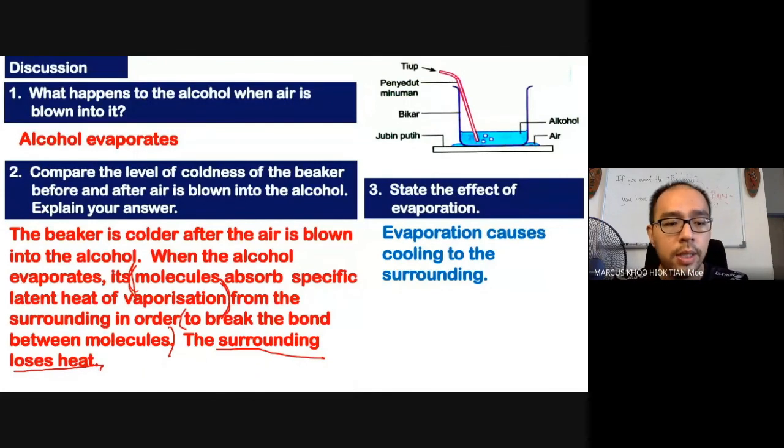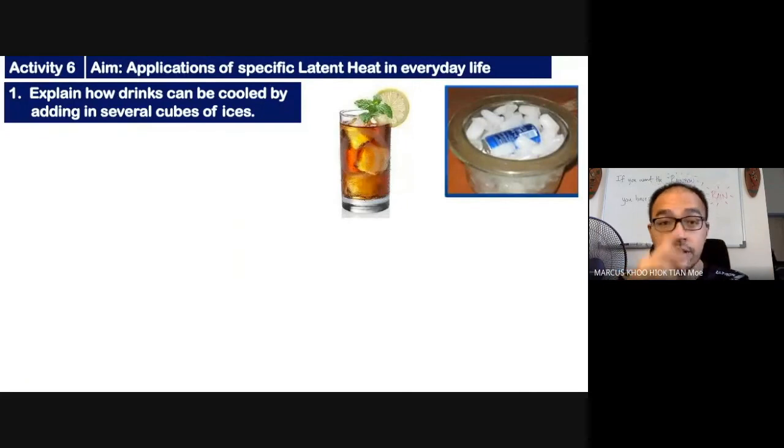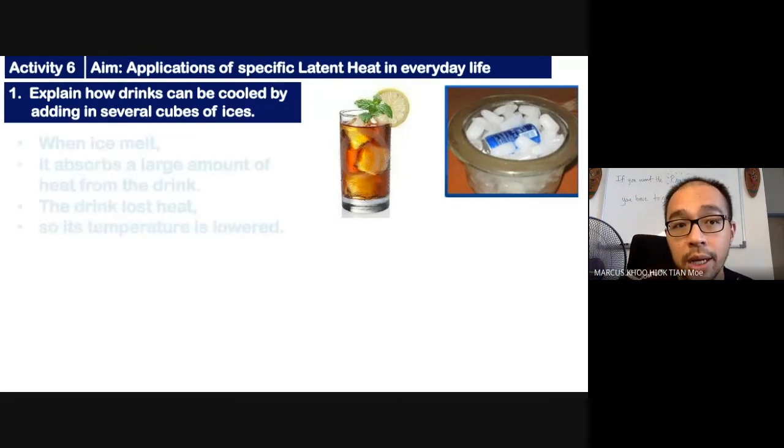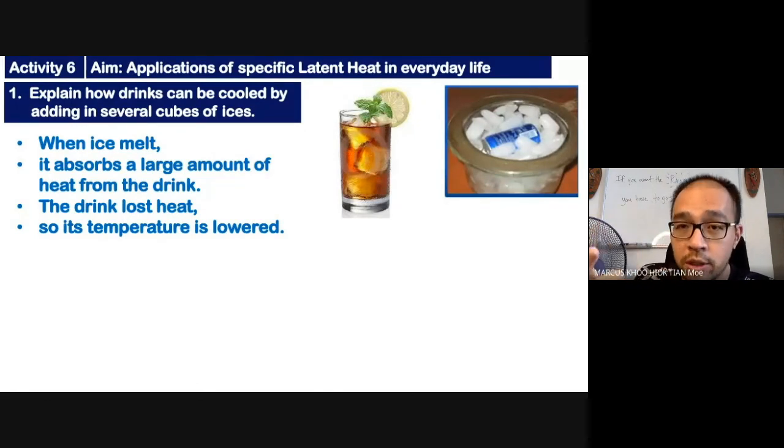Okay, let me continue. So let's talk about a few applications of specific latent heat. So this is the one that I said just now. Drinks can be cooled by adding in several cubes of ice. Why? First point is when ice melts, it absorbs a large amount of heat from the drink. Ice has to absorb the heat from the drink so that it will melt. So because of that, the drink loses its heat and the temperature is lowered.